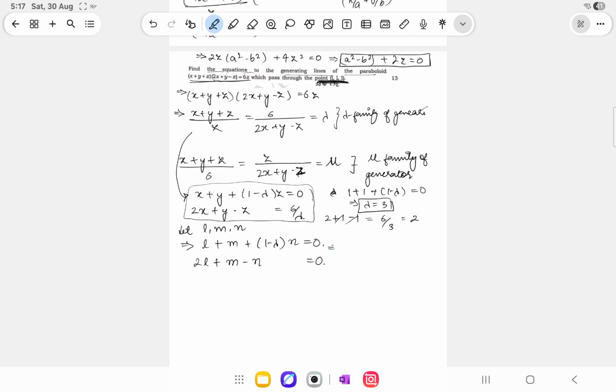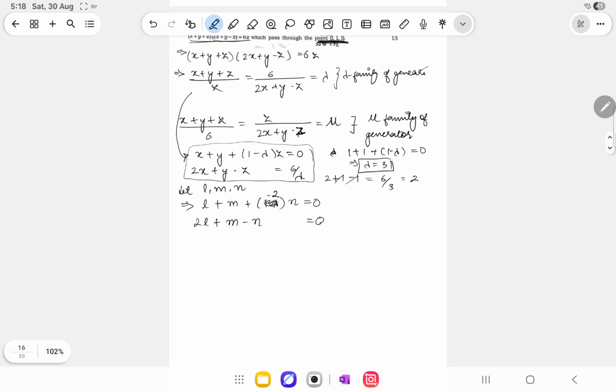So my direction cosine coefficient becomes 1 minus 3, which is minus 2, and I can solve these two equations to get the values of L, M and N. So I'll be getting L as 1, M as minus 3, and N as 1. So the direction cosines of the lambda family of generators are 1, minus 3, 1.